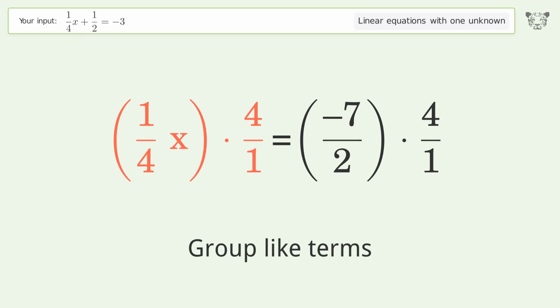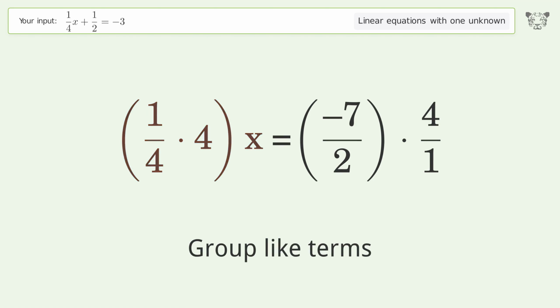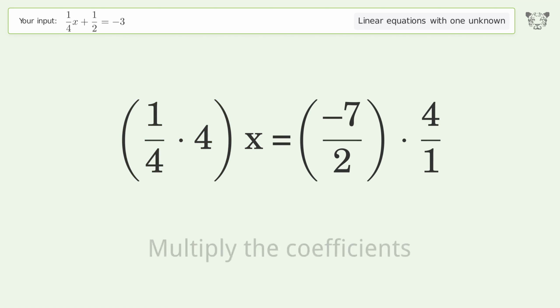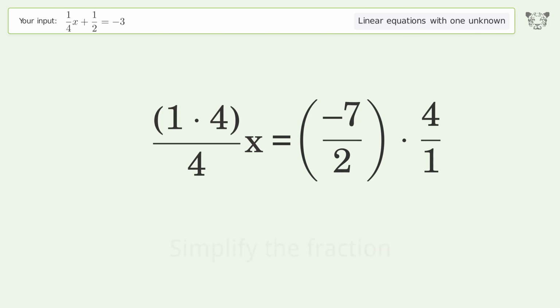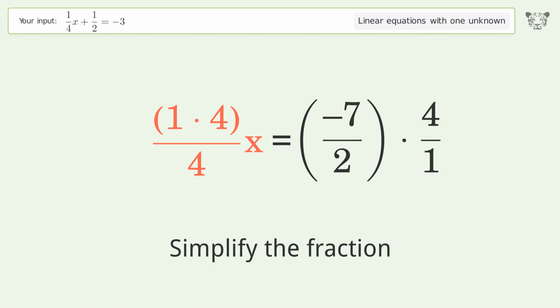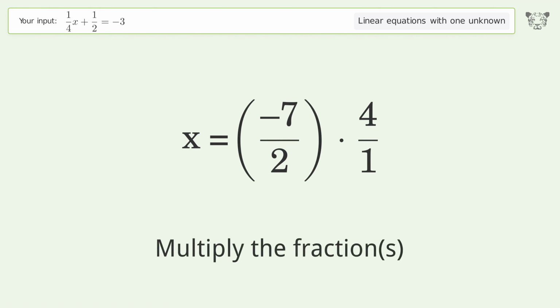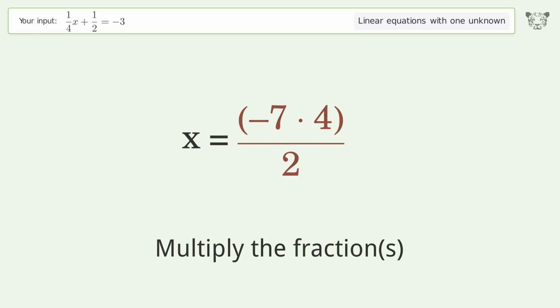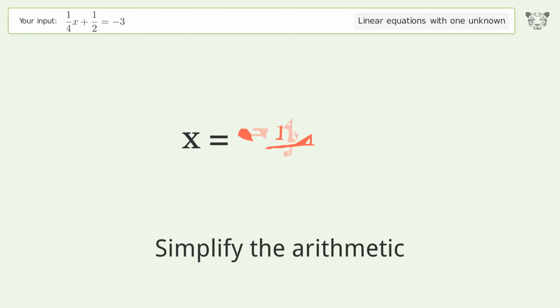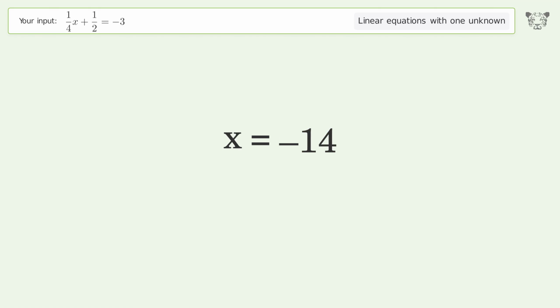Group like terms. Multiply the coefficients. Simplify the fraction. Multiply the fractions. Simplify the arithmetic. And so the final result is x equals -14.